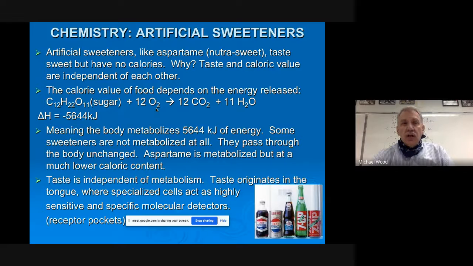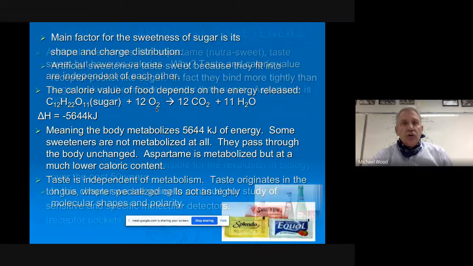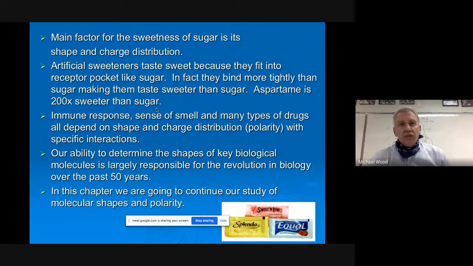Some sweeteners are not metabolized at all. They pass through the body unchanged. Aspartame is metabolized, but has a much lower caloric content. Taste, now get this, taste is independent of metabolism. Taste originates in the tongue, where specialized cells act as highly sensitive and specific molecular detectors, receptive pockets. And so the main factor of sweetness of sugar is its shape and charge distribution. Okay, so some chemistry there.